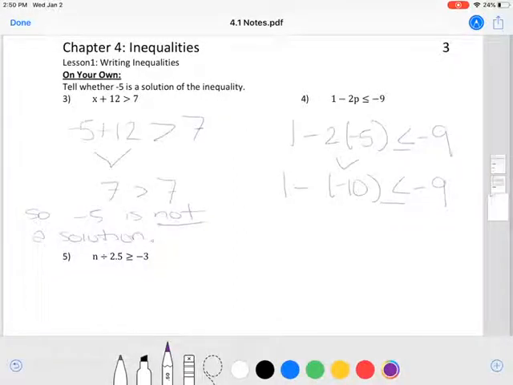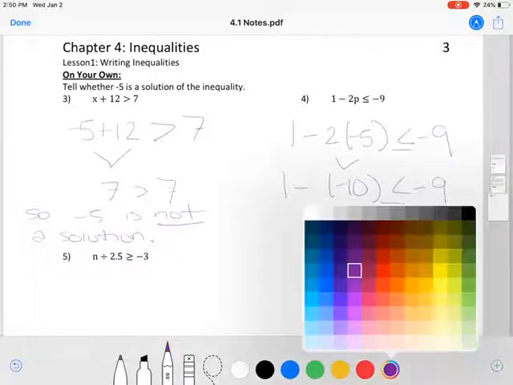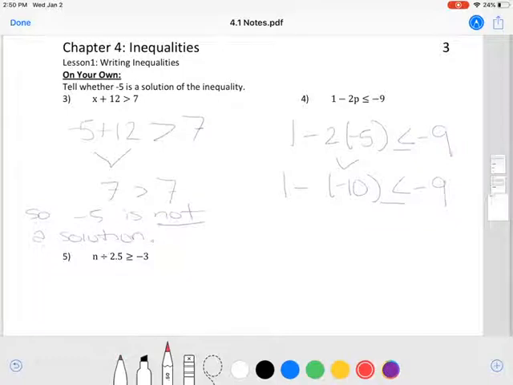All right, so 1 minus -10, again, I want to use that keep change or keep flip change, whatever you guys want to say. So I'm going to change my minus sign to addition and then change that negative sign to positive. So I'm going to be left with 11 is less than or equal to -9.